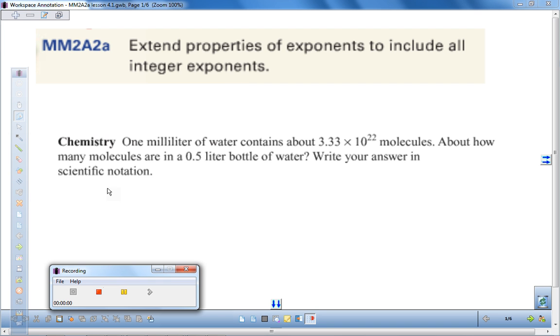Now our essential question today is: 1 milliliter of water contains about 3.33 times 10 to the 22nd molecules. About how many molecules are in a half liter bottle of water? Your answer will be in scientific notation. So at the end of the lesson, I want you to come back and do this.